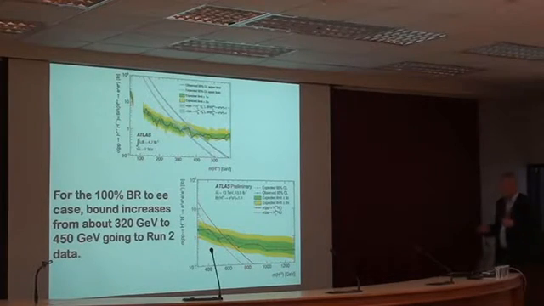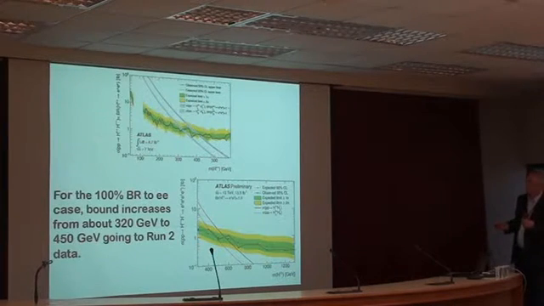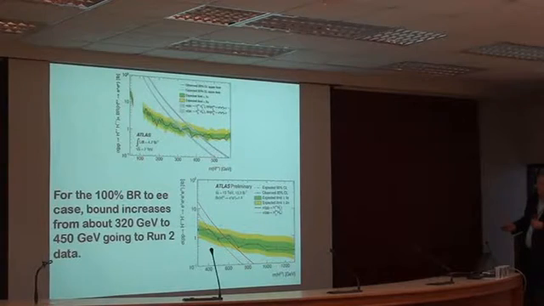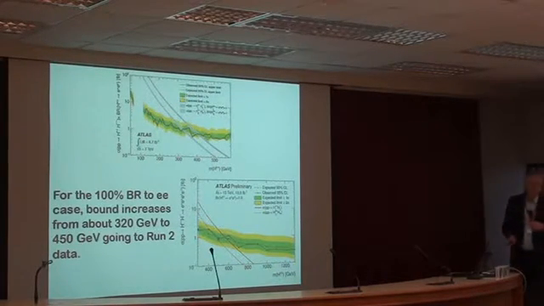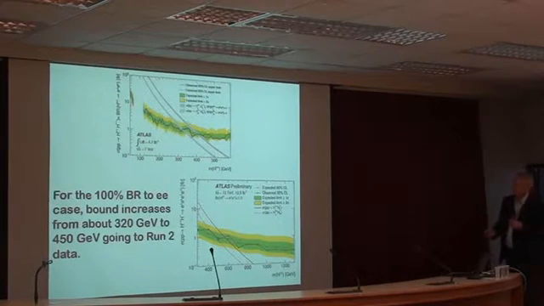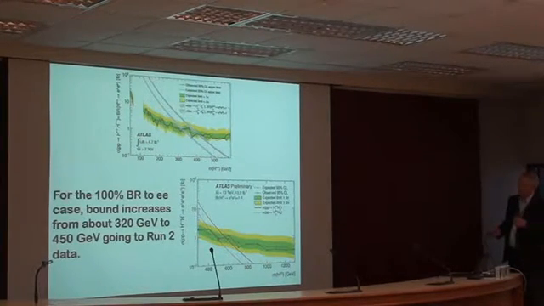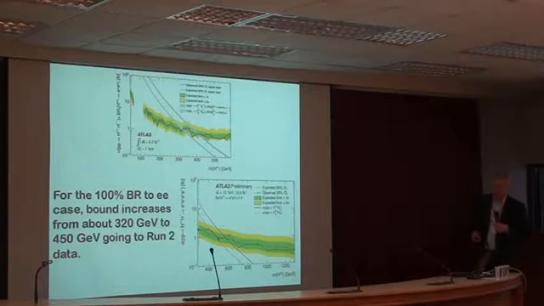What about run 2? Well, there is a paper by ATLAS which repeats this analysis for at least some run 2 data. And so this is now run 2, 13 TeV. What you see is that the bound has now increased from about 320 GeV to 450 GeV for one of the particular cases that they consider, which is where the doubly charged scalar decays 100% of the time into like sign electrons. So you can see that going to 13 TeV has allowed you to make the bound more severe by about 30%.